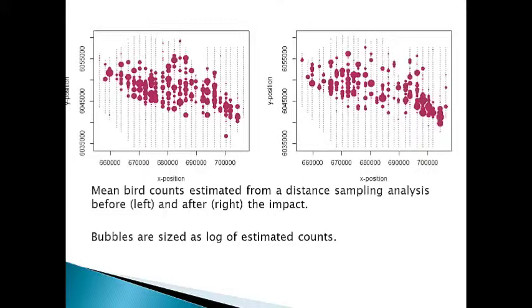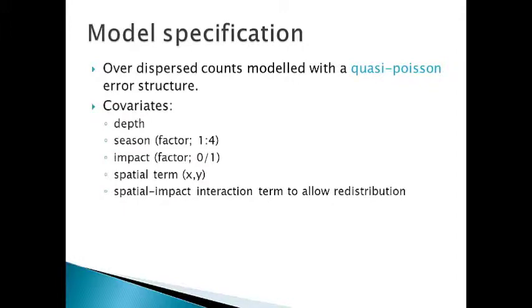So we have over-dispersed counts. So we model them with a quasi-Poisson error structure. And we have a bunch of covariates: depth, season, impact. We have a spatial term. And we can also allow for a spatial impact interaction. And this is what allows for a redistribution in the surface.